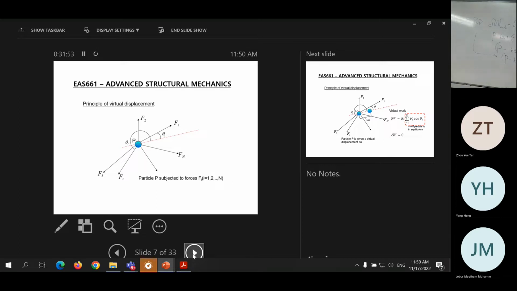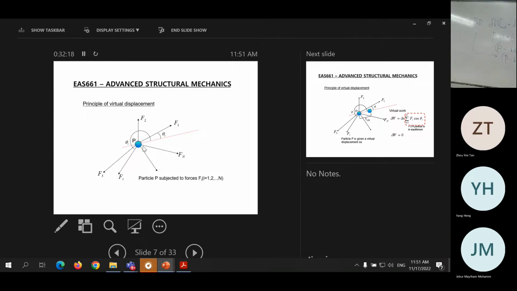So here we are using a particle. Okay? We are using a particle. So here we show a particle P, which is acted on by a system of forces. The force is represented by this arrow here. So we have forces F1, F2, F3, F4 until Fn.